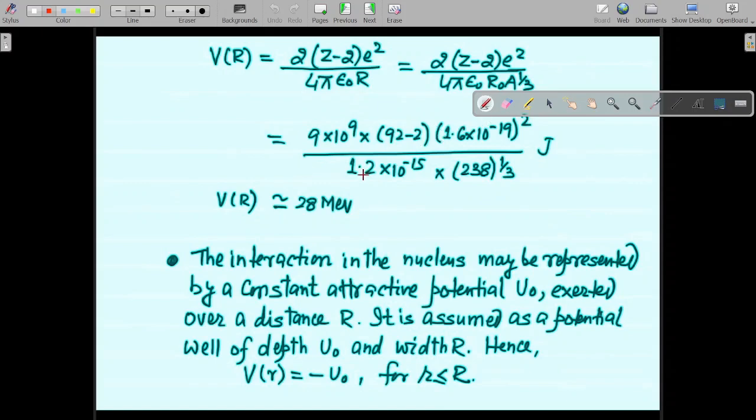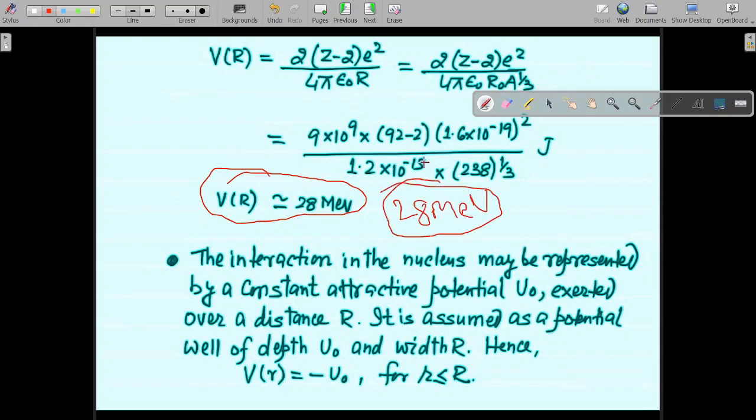So we have got the potential at the surface of the daughter nucleus to be 28 mega electron volt. So a minimum of this much energy will be required to emit the alpha particle from the parent nucleus. Minimum this much energy must be there in the alpha particle to exit from the uranium nucleus, because this is the potential barrier. 28 mega electron volt is the potential barrier.